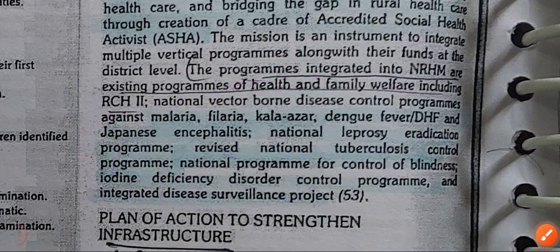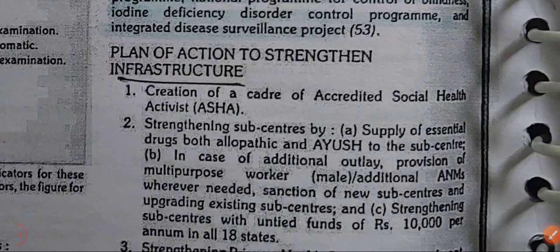These are the Reproductive and Child Health RCH2 program, Revised National Tuberculosis Control Program RNTCP, National Vector-Borne Disease Control Program, covering malaria, filaria, kala-azar, dengue, Japanese encephalitis, National Leprosy Eradication Program, National Program for Control of Blindness, Iodine Deficiency Disorder Control Program, and Integrated Disease Surveillance Program, that is IDSP. So what is the plan to strengthen this infrastructure?